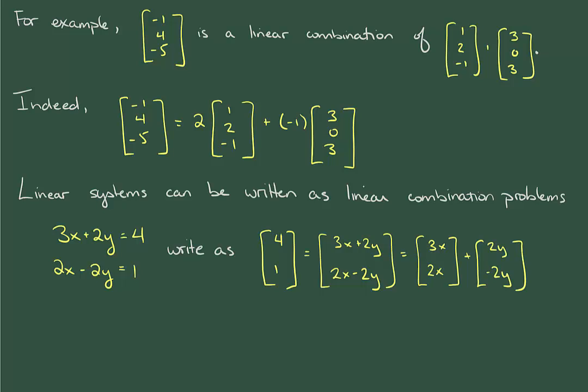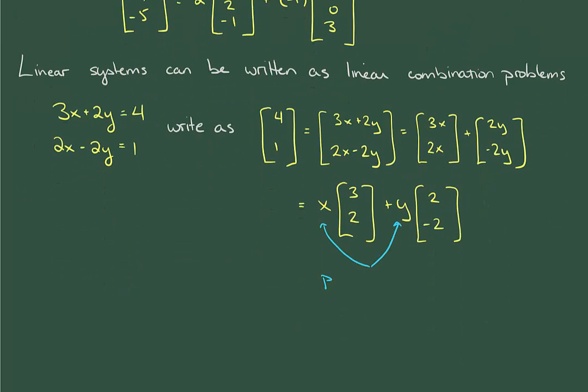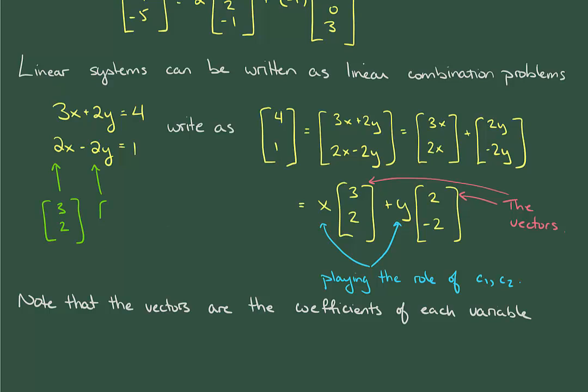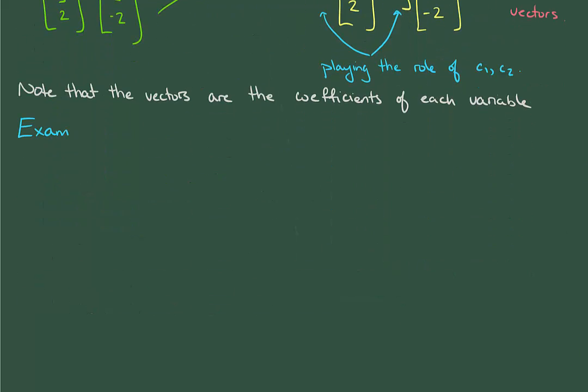And look at this first vector with the x's. While x is a variable, it's also a scalar, so we can factor it out of the vector. The same is true of the second vector and y. So here, x and y are playing the role of the c sub i's, while 3, 2, and 2, -2 are the vectors. Note that the vectors are exactly the coefficients of each variable from the original linear system. Looking at just the x's, we get 3, 2, the y's give 2, -2, and these are exactly the vectors of the linear combination.